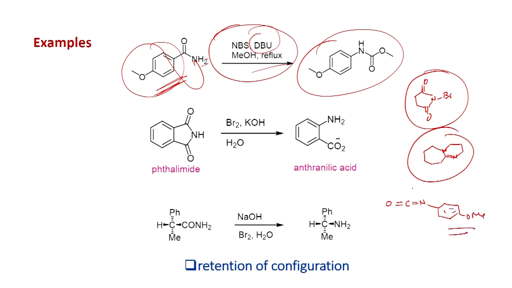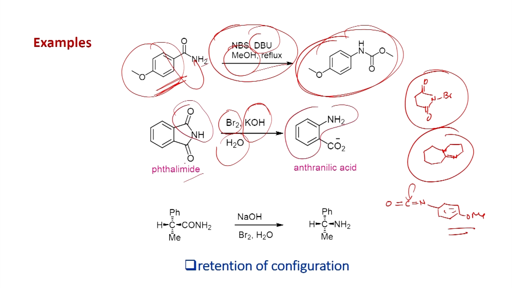Once you form this one, as we have seen just now, you can add methanol and you will be able to form this carbamate as the product. And here the reaction of phthalimide with bromine and aqueous potassium hydroxide is shown. As we have seen, this portion is converted into amine. With deprotonation and addition to the bromine, you will have this intermediate, which can convert into the corresponding isocyanate. Then when you add water, you will be able to produce this anthranilic acid as the product.